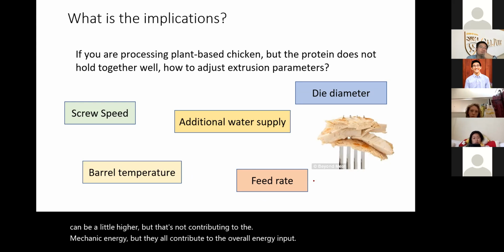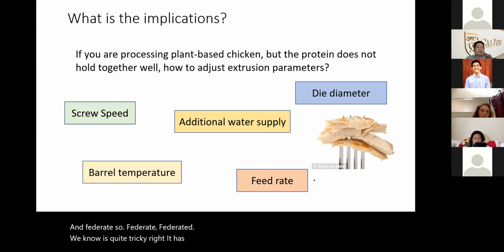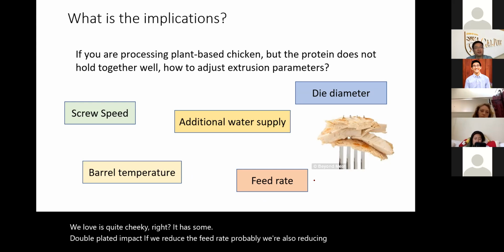And the feeder rate. We know it's quite tricky, right? It has some double-edged impact. If we reduce the feeder rate, probably we're also reducing the torque. So not necessarily that will increase the SME, right?